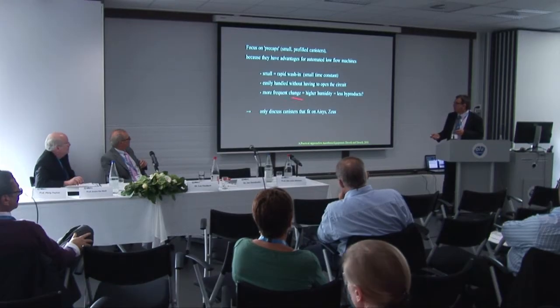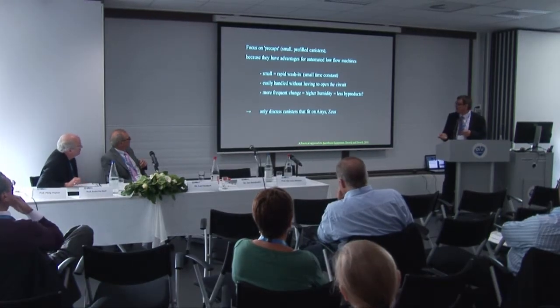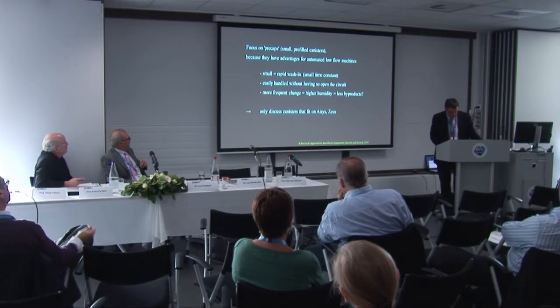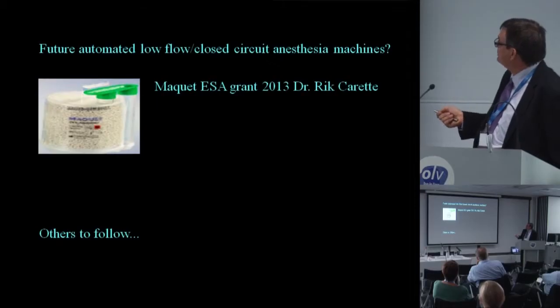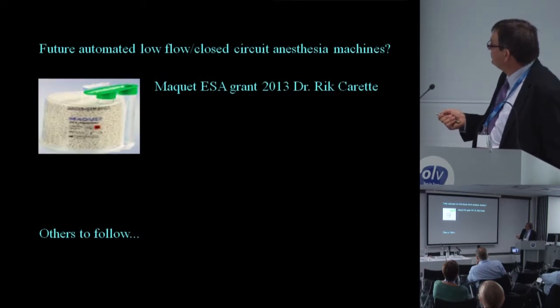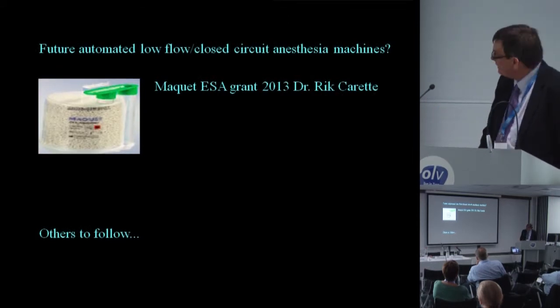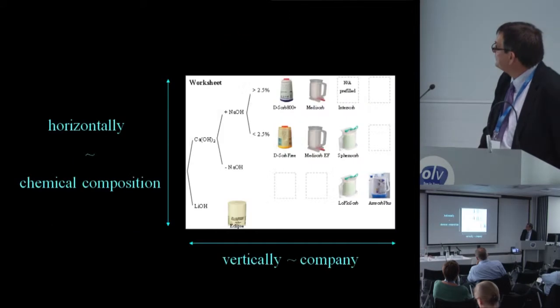I'm only going to discuss the canisters that fit to the ACES and the ZEUS, because at this time these are the two target-controlled low-flow anesthesia machines available. We've got an ESA grant, a Maquet ESA grant, and we will study canister use and agent use with the FLOW-i in the upcoming year.